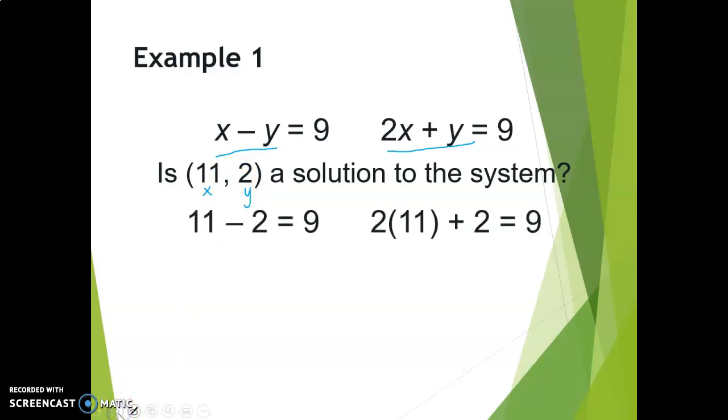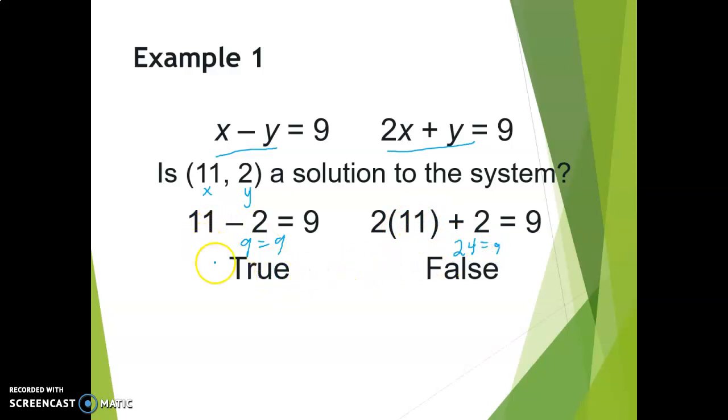So let's check our first equation. We get x minus y, or 11 minus 2 equals 9. And over here on the right, we plug in 11 for x, so 2 times 11 plus 2 equals 9. We're now going to simplify those and see if they produce true statements. So on the left, 11 minus 2 simplifies to 9, and so we get 9 equals 9. That is a true statement. On the right, we have 2 times 11 is 22. 22 plus 2 is 24. We get 24 equals 9, and that is not a true statement.